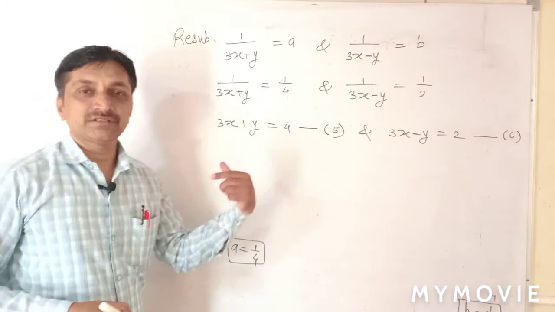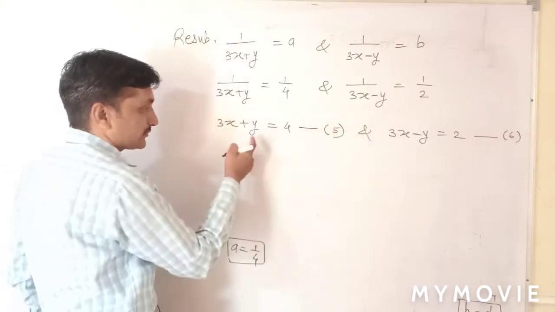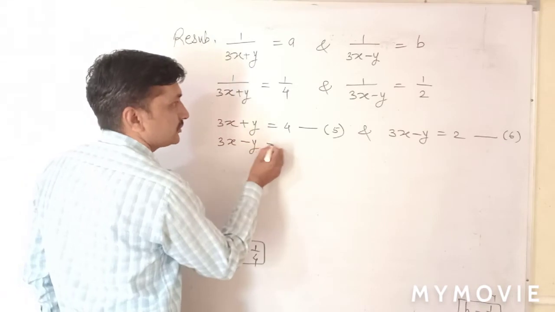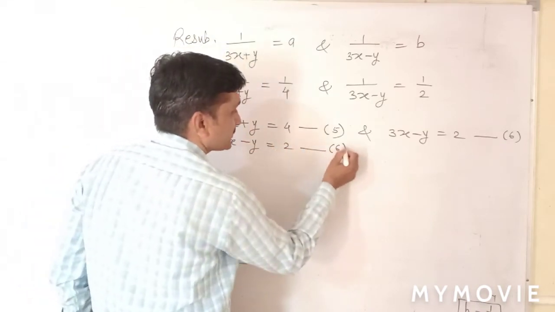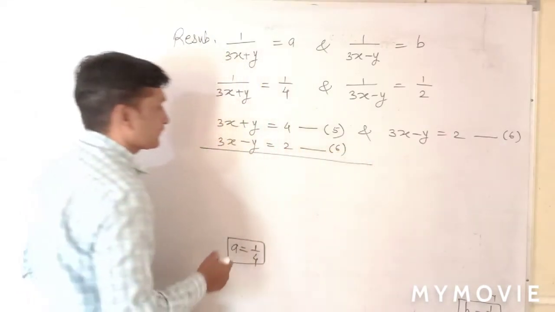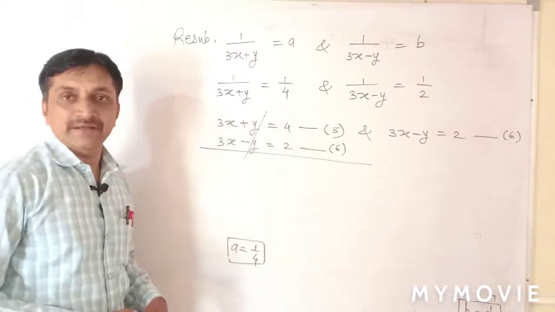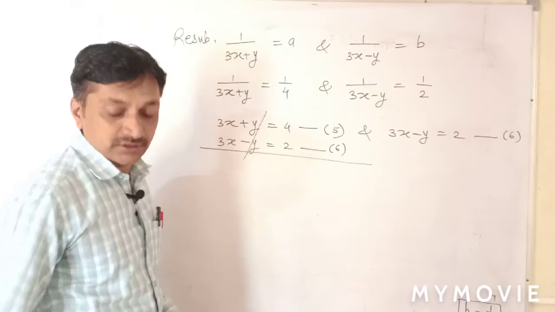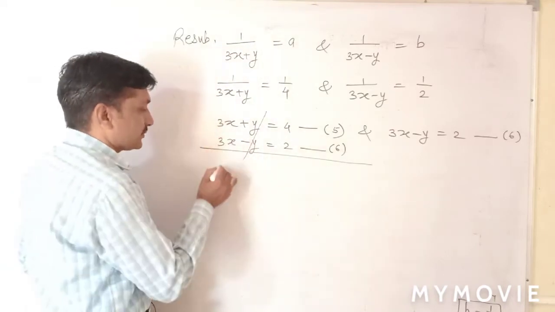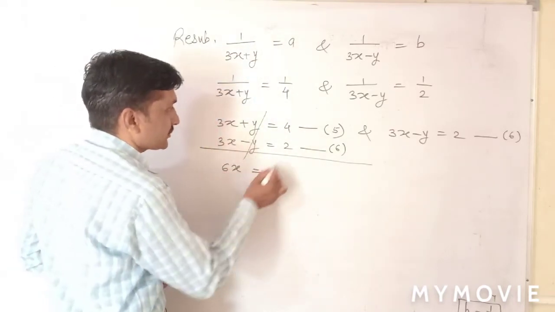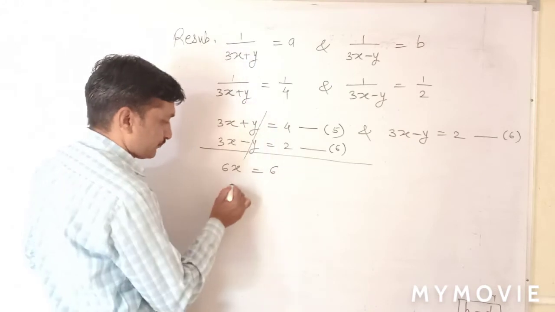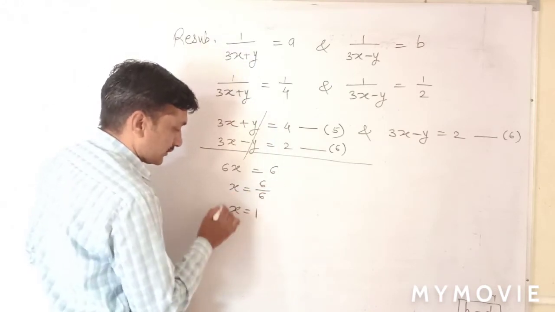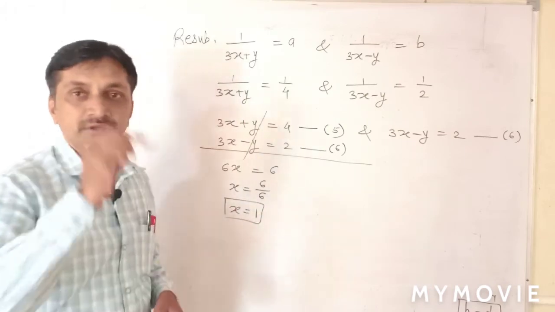Now equations 5 and 6 we have to solve. I write equation 6 here: 3x minus y is equal to 2. This is equation number 6. Now it is easy. Plus y and minus y cancel because they have opposite signs and the same coefficient. 3x plus 3x is 6x, is equal to 4 plus 2, which is 6. x is equal to 6 upon 6, x is equal to 1. First one variable we got.